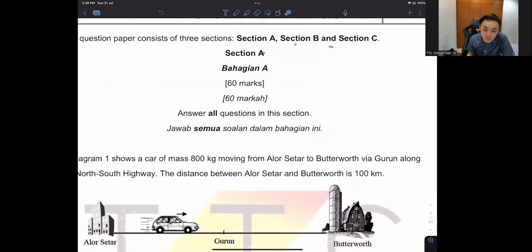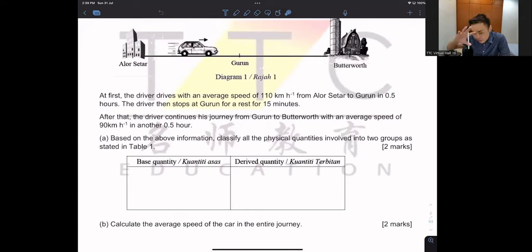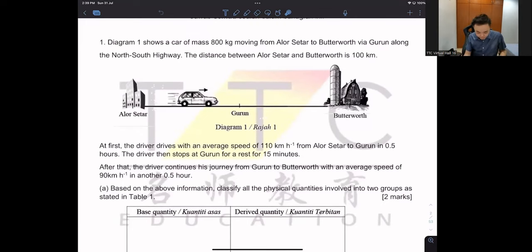Now, section A, B, C, three different sets here. The questions are really like your proper exam format: some questions are easier, some questions are harder. So we go the same way. We start from this one, and any questions, don't hesitate to ask. It's a very good opportunity for you to ask and learn.